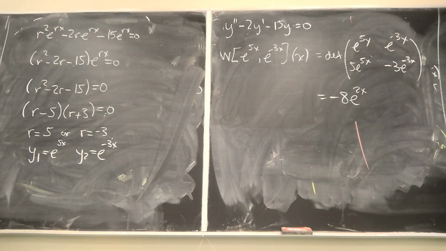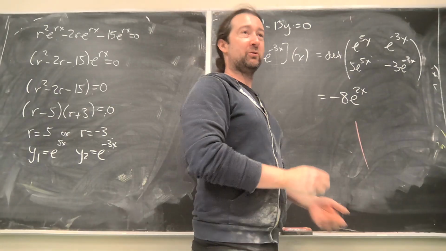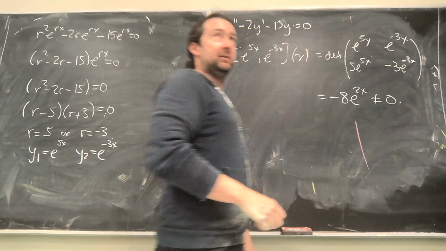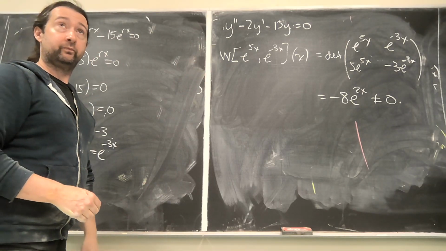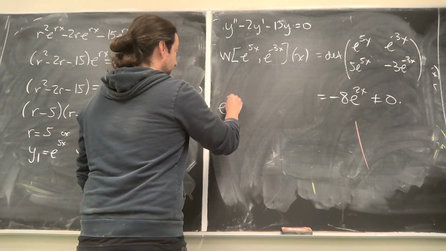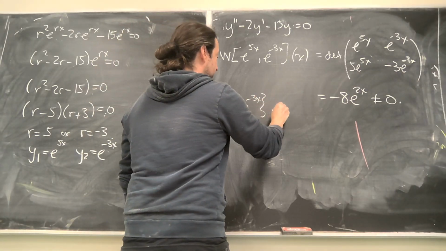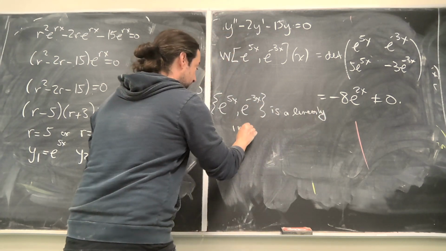Can that ever be equal to 0? No. If you're going to remember anything from this part, it's that exponentials don't cross the x-axis, right? So this is never 0, and that means that's a linearly independent set. So now you have e to the 5x, e to the minus 3x as a linearly independent set of solutions.